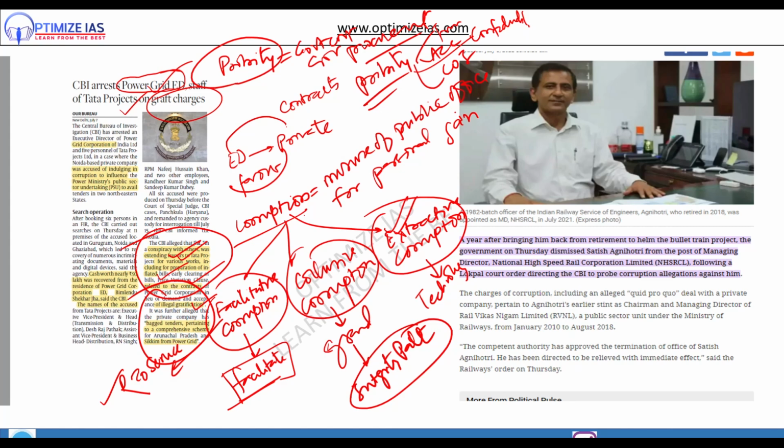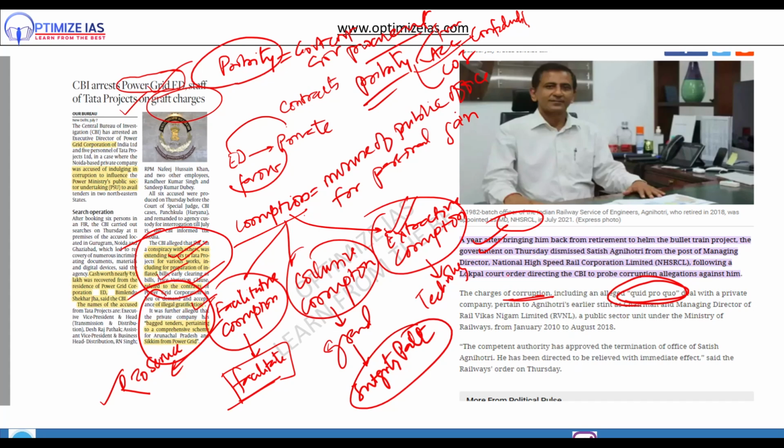Okay, one more news was there yesterday, where the MD, the managing director of the National High Speed Railway was removed and terminated from service, because of the decision of the Lokpal. And what was the charge against him? The charge of corruption against him was quid pro quo. Quid pro quo means basically the same thing.